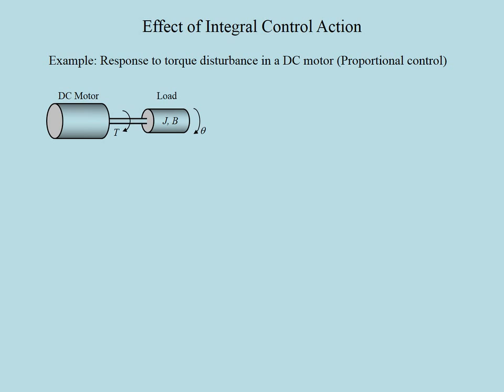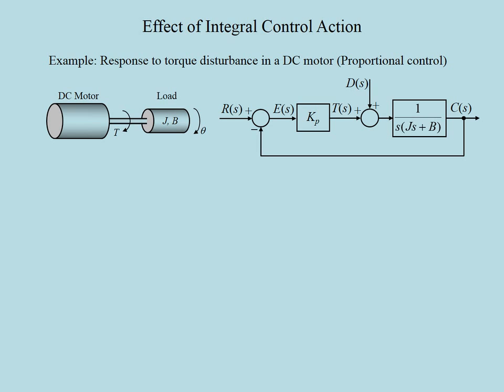Next, we shall discuss the performances of proportional and integral controllers in case of disturbances. We will analyze these in an example of a DC motor control system, assuming torque disturbances. Again, first start with proportional control. Remember that in earlier lectures we have derived the transfer function of a DC motor as 1 over s times (Js plus b), where J is the moment of inertia and b is the friction coefficient.